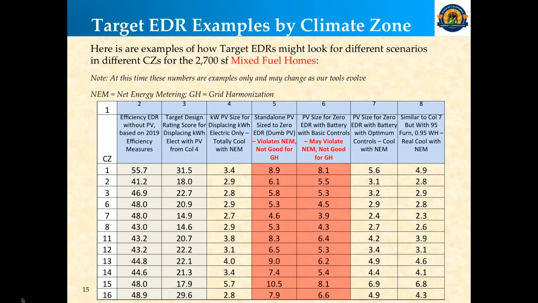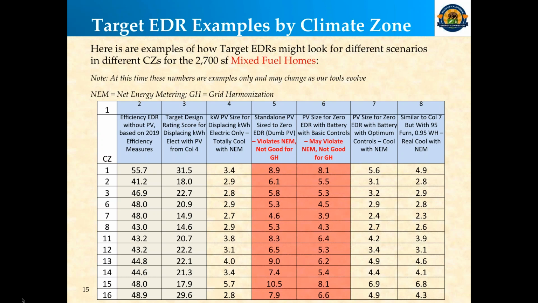So these are, by climate zone, the different EDR scores that we're looking at. This is a mixed fuel hub, so I'll go very quickly through this. You're looking at EDR scores in the 20s for most areas, a little higher in some of the more extreme climate zones.